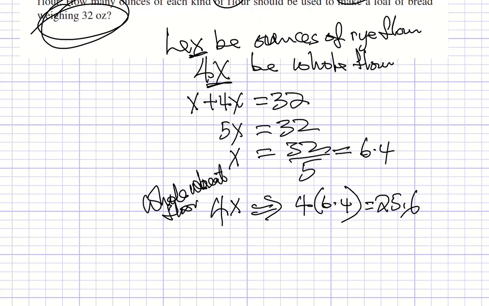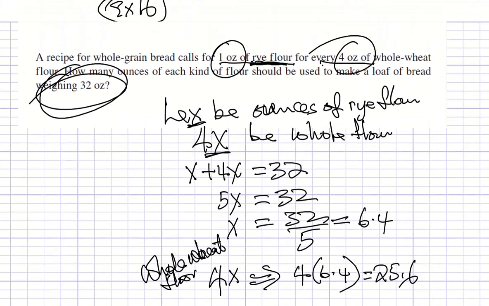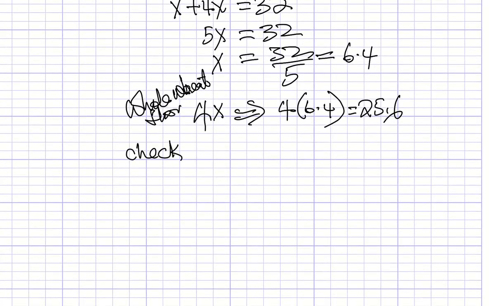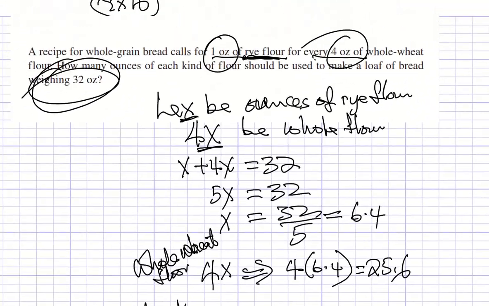Those are in ounces, okay? That's what they're looking for. Because see, that means the whole is 32. So that means if you add 6.4 plus 25.6, what do you get? You get 31, then you add the decimals, that is 1, you get 32. You see? So 32 ounces. So that checks out right here.